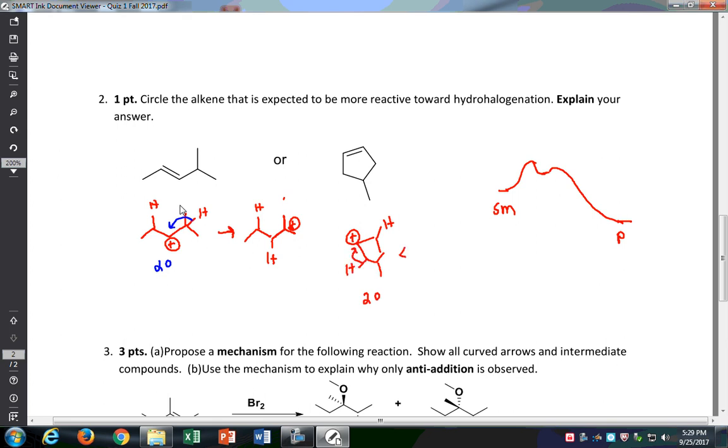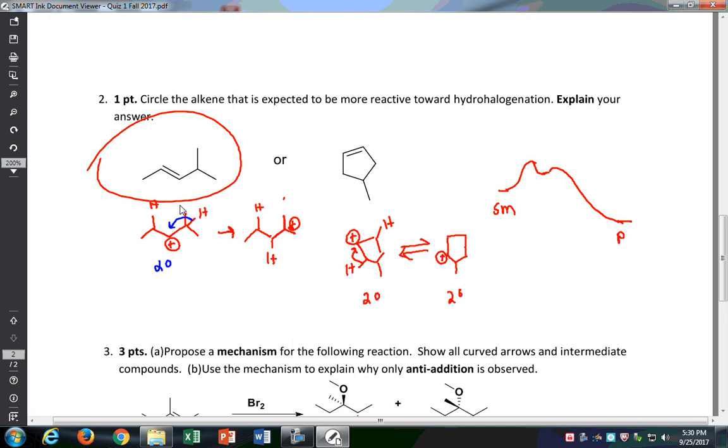If I have a rearrangement, in this case, this would be pretty reversible. This would still leave me with a secondary carbocation. We can have a third rearrangement to finally get to the tertiary, but that's going to take more energy. So this first one has the ability to form a more stable carbocation in just one step, so it's going to have a lower activation energy.